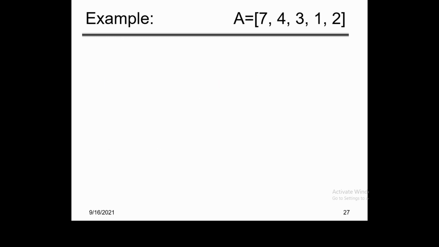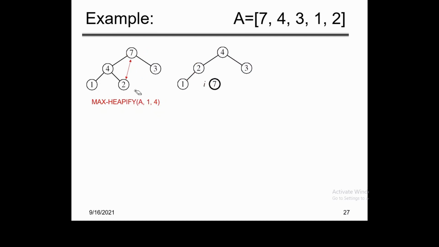Okay. So this is an example for 7, 4, 3, 1, 2. Jaise kya kiya, 7 ko remove karenge, 2 se replace kar denge, max heapify. Jab ye yahan pe aa jayega 2, to max heapify procedure apply karenge. Yahan pe ek do step missing hai, main clear kar deta hoon. Jaise ye yahan se hatega to we will have this situation.